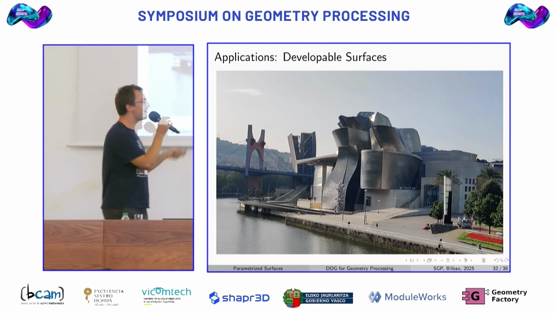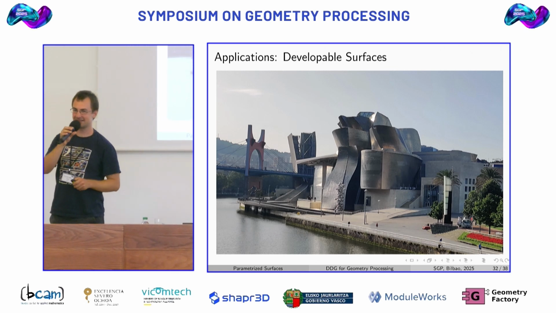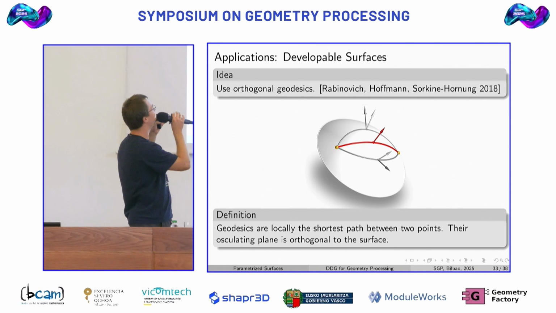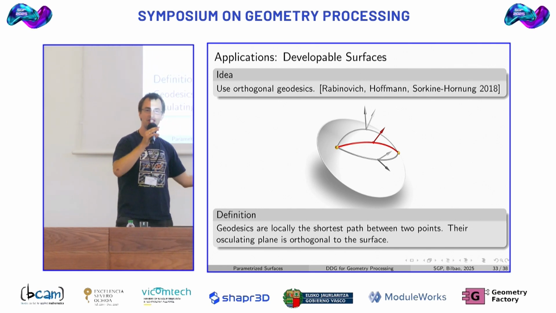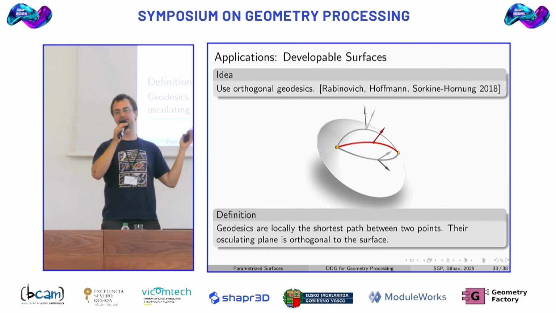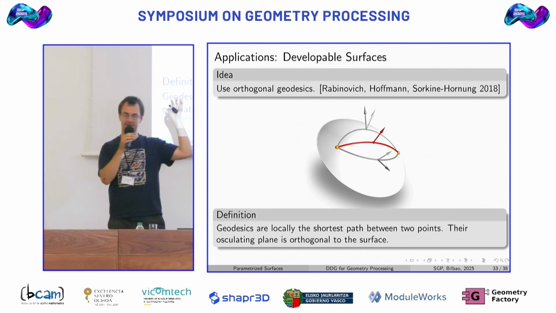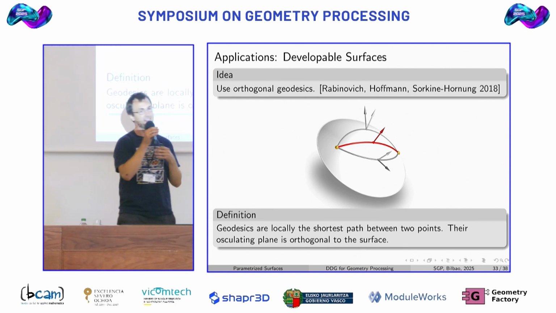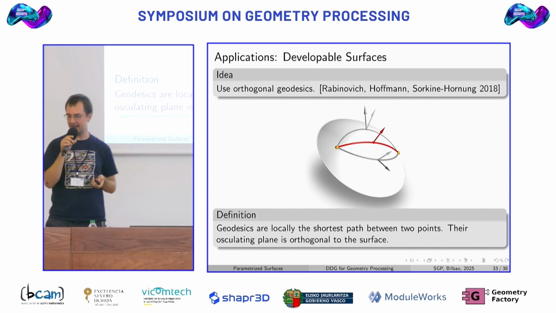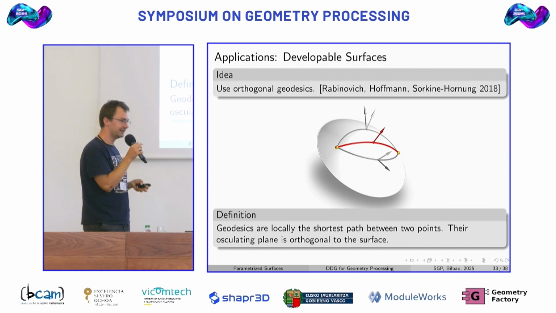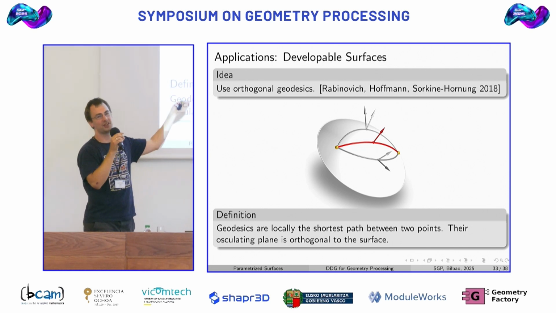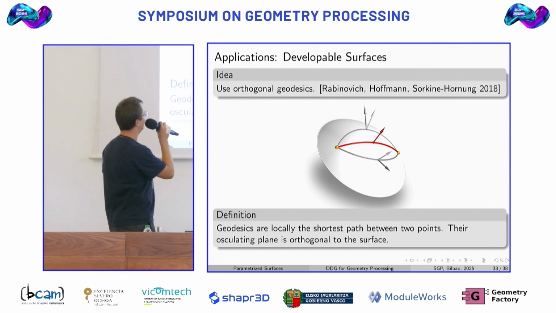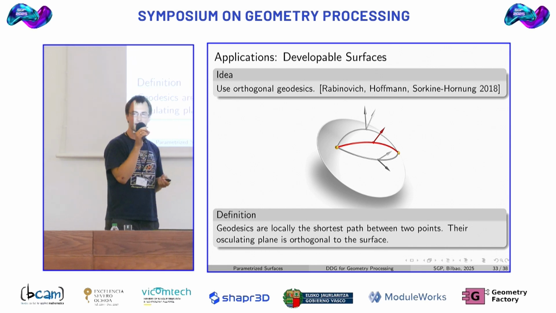So how do we obtain our developable surfaces? We're going to use this idea that we want to find an orthogonal geodesic net. This is an idea that has been used by Rabinovich, Hoffmann, and Sorkine-Hornung in a series of very nice papers. We already have orthogonality. We just need to know what geodesics are and how we discretize them. They have already been mentioned a few times.